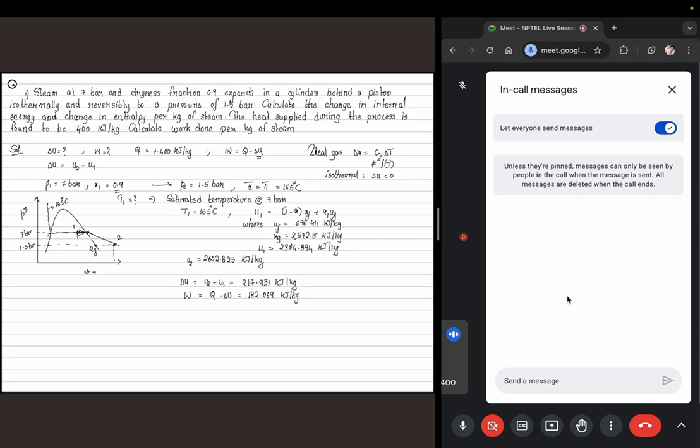Okay, the points that I would like to draw your attention to here: one, delta U is not equal to 0 if we have a phase change process.